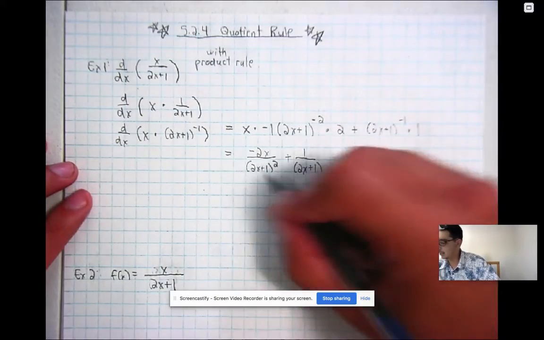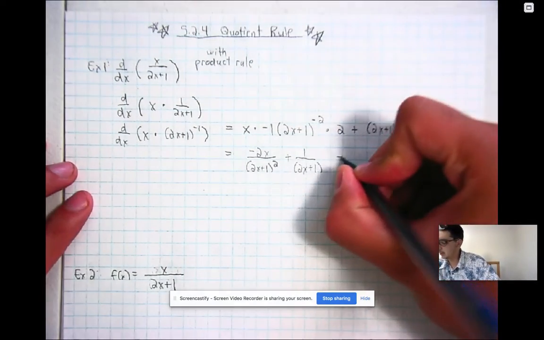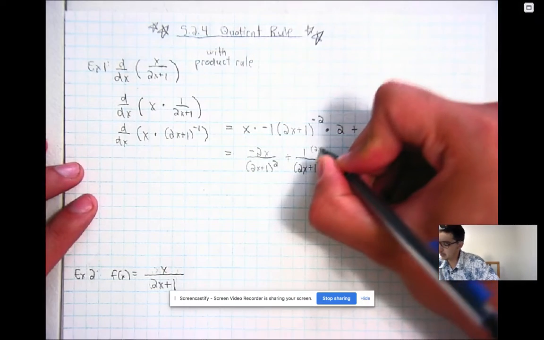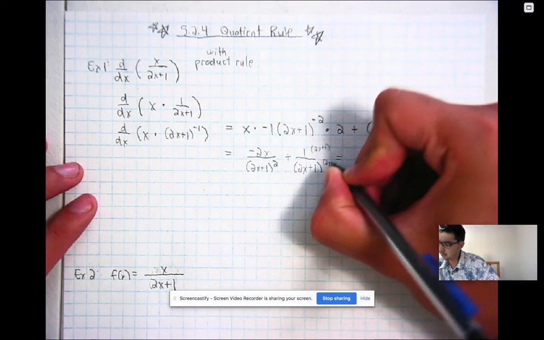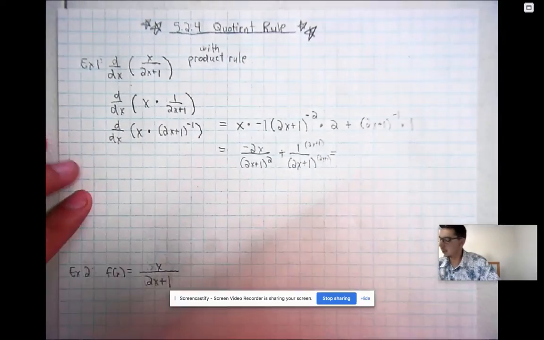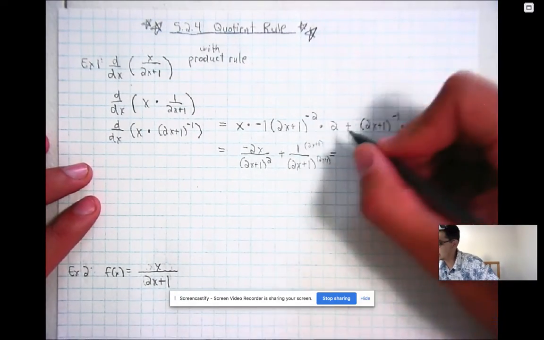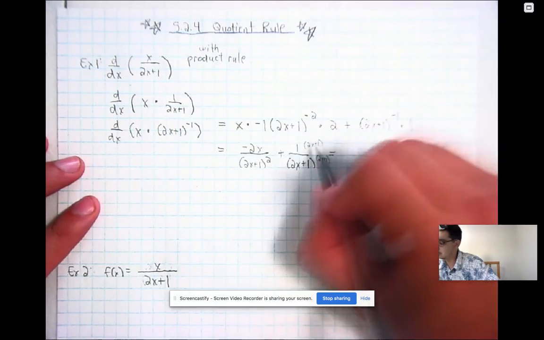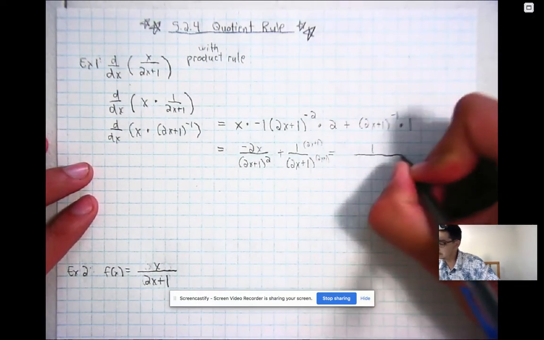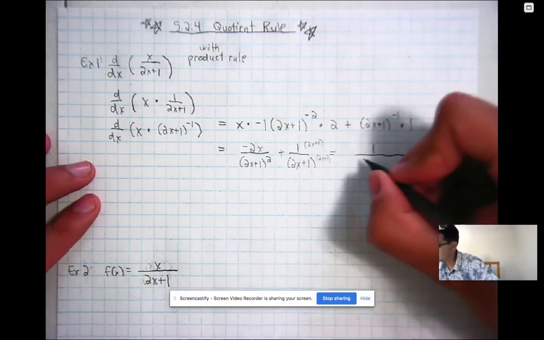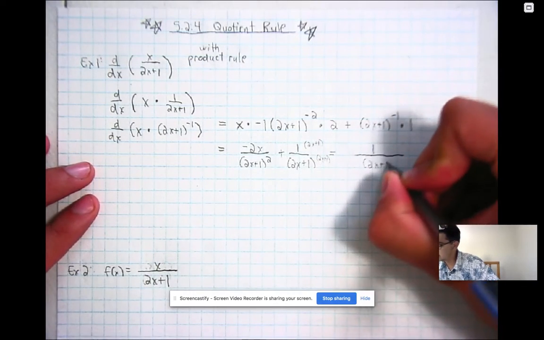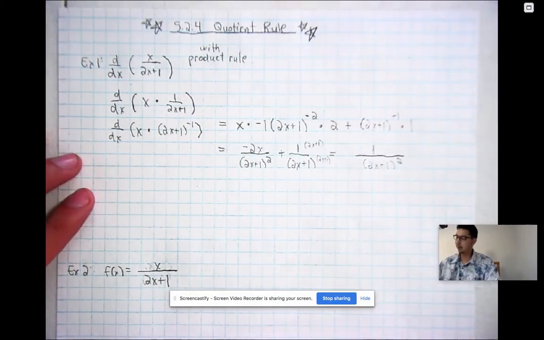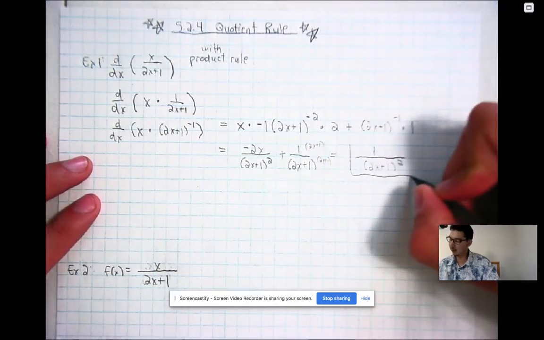And if we were to combine these two right away, let's write this as where we'd have to multiply this by (2x plus 1) over (2x plus 1). And I'm doing this for a reason. It's not something necessarily you would always do. So then it would be negative 2x plus 2x, which would actually go to 0, plus 1. So we just get 1 over (2x plus 1) squared. And there's your derivative there.